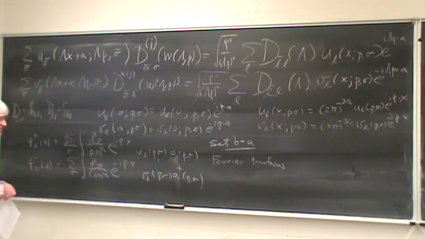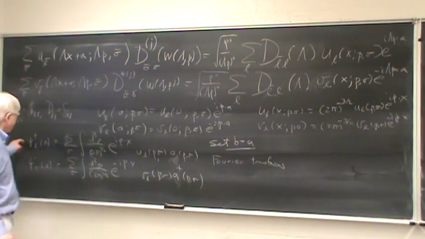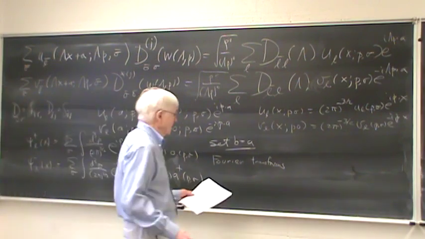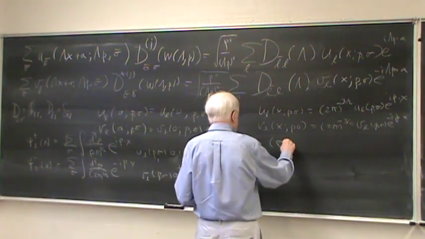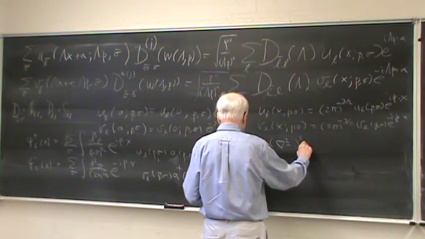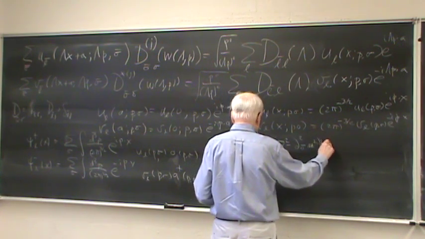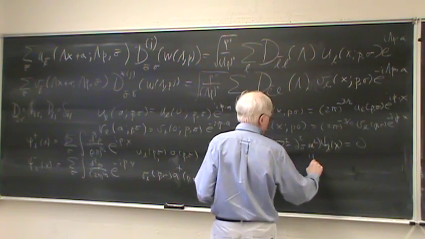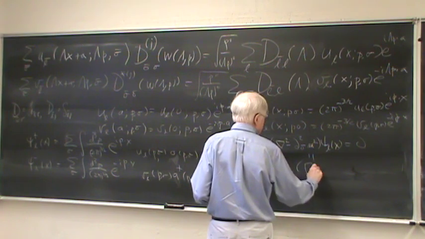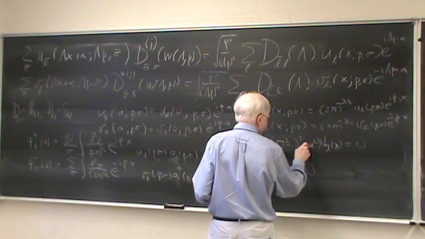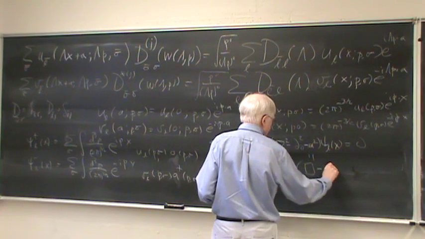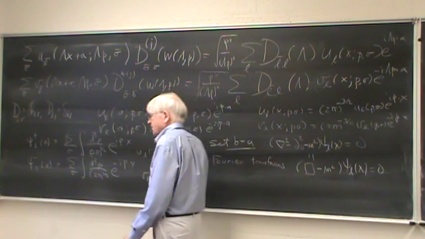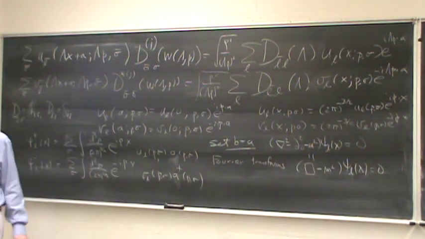One conclusion of this is that all the fields, whatever their spin, mass, whatever, they always obey a Klein-Gordon equation, namely grad squared minus d0 squared minus m squared on psi l of x is equal to zero. This is often written as box minus m squared psi l of x equals zero. So the Klein-Gordon equation is automatically satisfied no matter what the spin is.